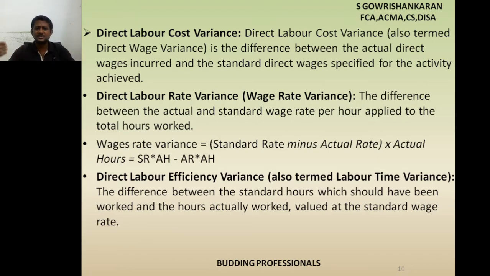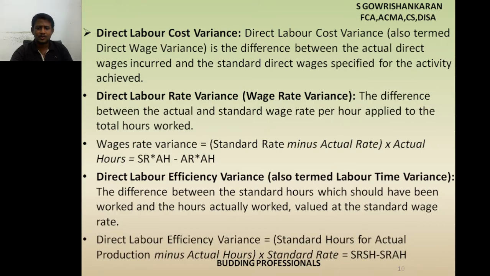How can I compare the efficiency of labor? How well he is working, how fast he is working, how efficiently he is working, by converting that into hours. For this, the formula is standard hours for actual production minus actual hours, into standard rate. That is, standard hours into standard rate minus standard rate into actual hours. I will show you the formulas in the subsequent slides.